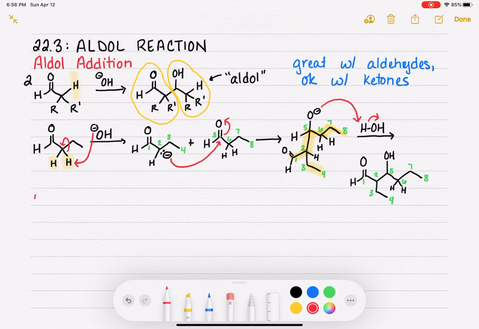So now you are ready for the next step of the aldol reaction. This is called the aldol condensation. This step happens after aldol addition, and it's a dehydration reaction that happens with the aldol. So what I'm going to do is take this generic aldol that I drew up here. I'm going to redraw it down here without the yellow circles around it.